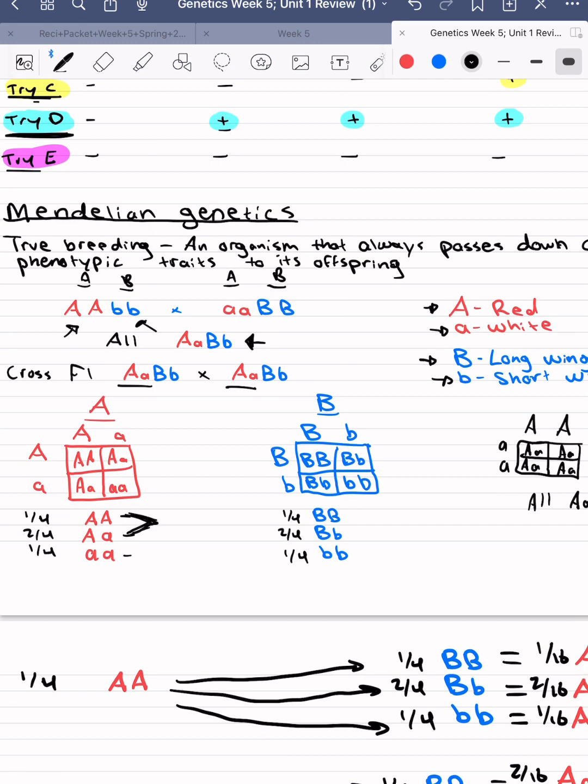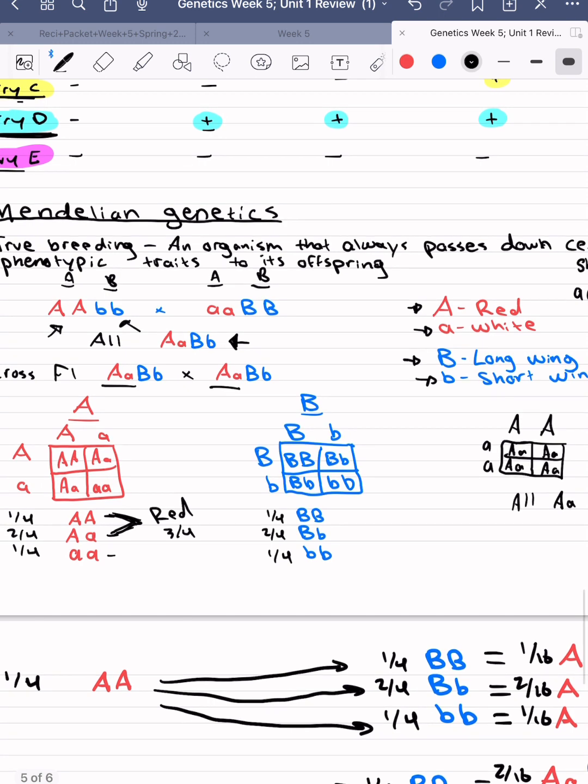So these organisms with this genotype are going to be red. And we can see that the ratio for homozygous dominant would be 1 out of 4 individuals, heterozygous would be 2 out of 4. So what we'd do is simply add them up. So 3 out of 4 of the individuals are going to end up showing the red phenotype.